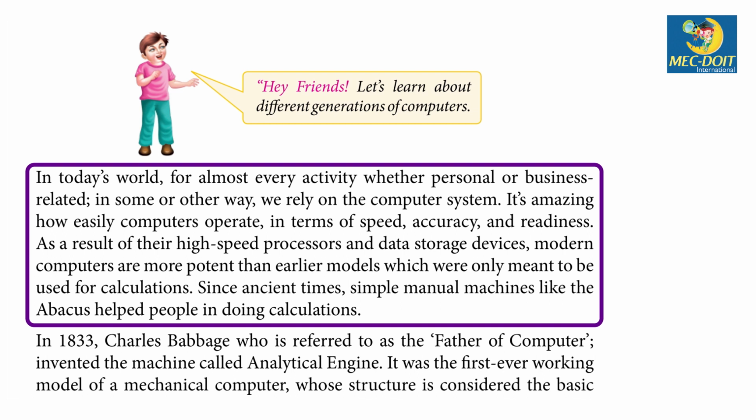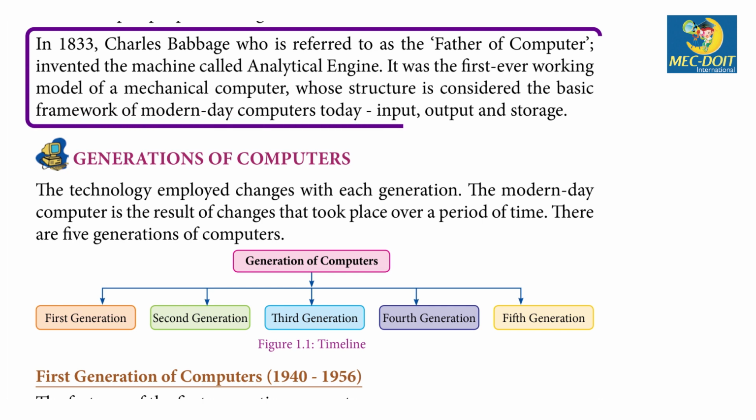Since ancient times, simple manual machines like the abacus helped people in doing calculations. In 1833, Charles Babbage, who is referred to as the father of computer, invented the machine called the analytical engine. It was the first ever working model of a mechanical computer, whose structure is considered the basic framework of modern day computers today: input, output, and storage.